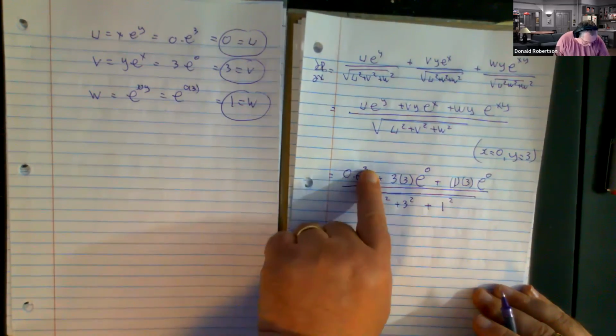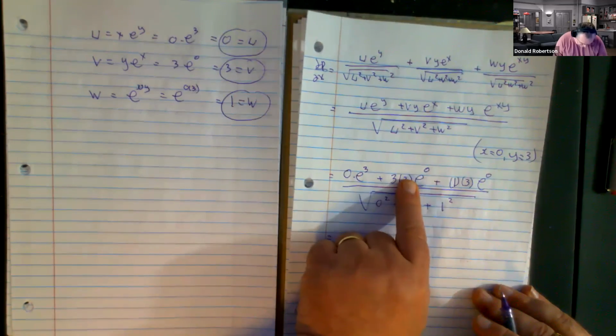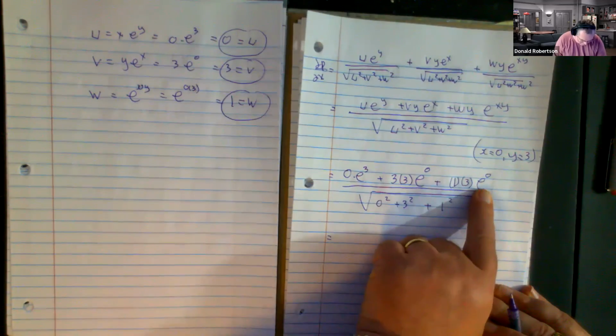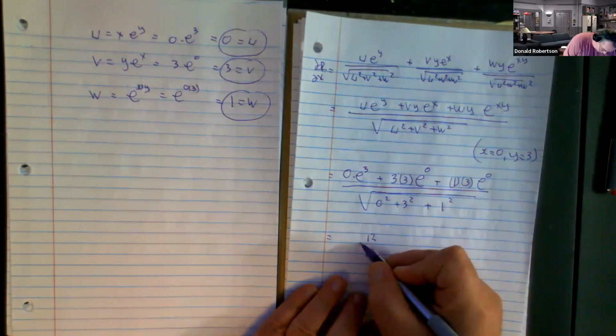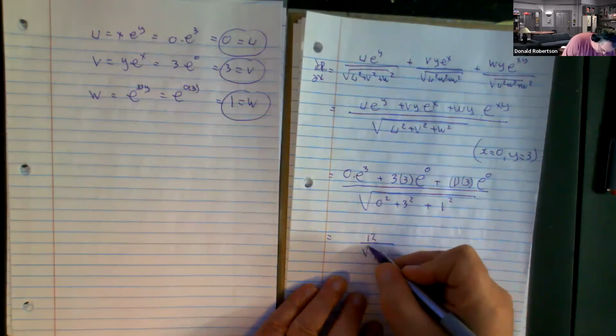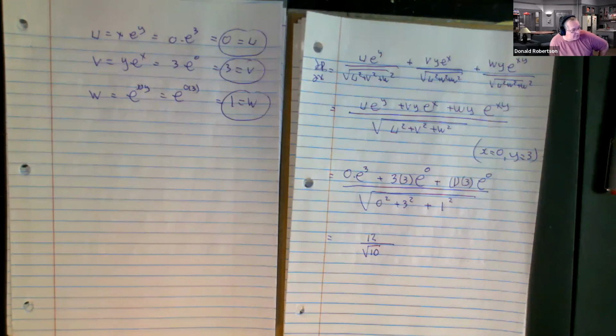Nothing times e cubed is just nothing. e to the nothing is 1, so that's 9. And e to the nothing is 1, so that's 3. So 9 add 3 on the top gets me 12. And this guy is the square root of 10. And WebAssign is happy with that.